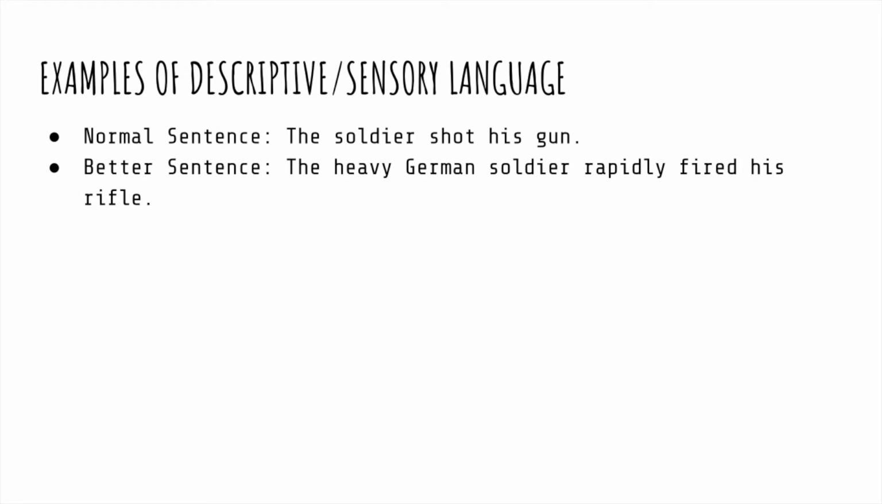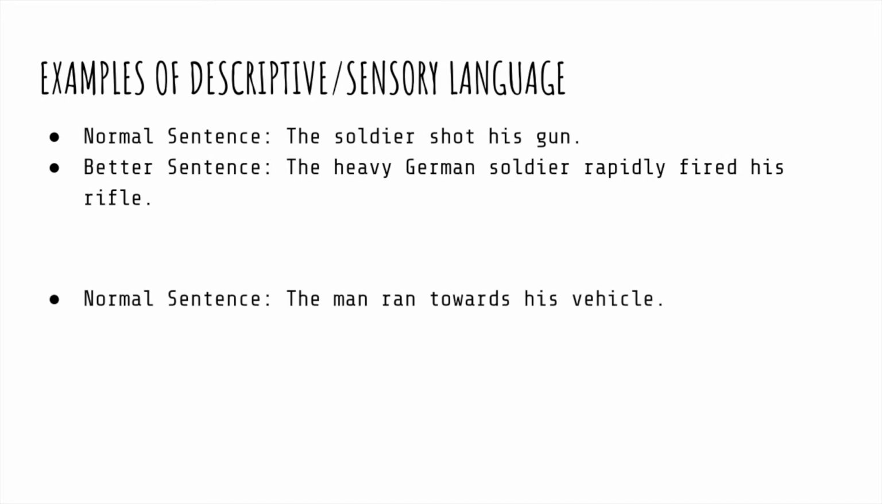So again, the normal sentence, the soldier shot his gun, you can be picturing anything in your mind, right? Anything. I have no control what you're picturing because that's up to your own interpretation. But the second sentence, the heavy German soldier rapidly fired his rifle, now I have control over what you're imagining in your mind, right? And we can do that by being careful of our word choice, by being more specific in our word choice, and being more descriptive in our word choice, if that makes sense.